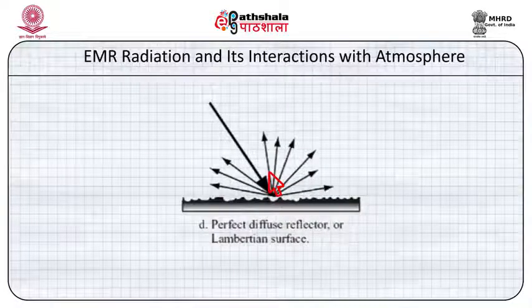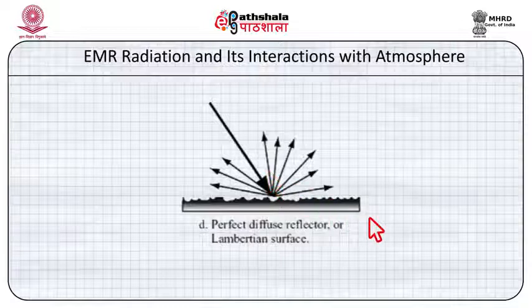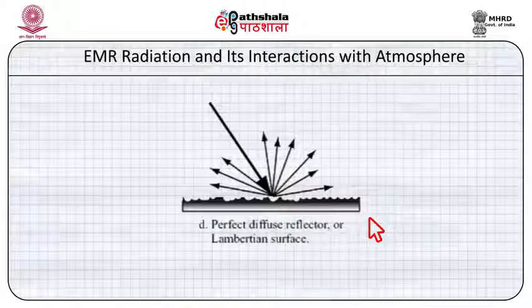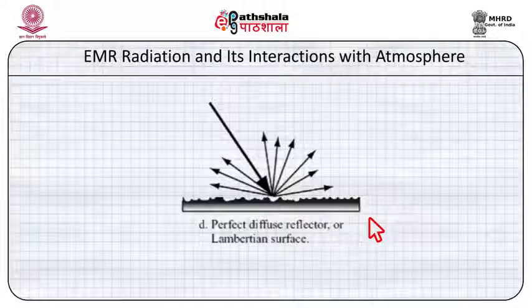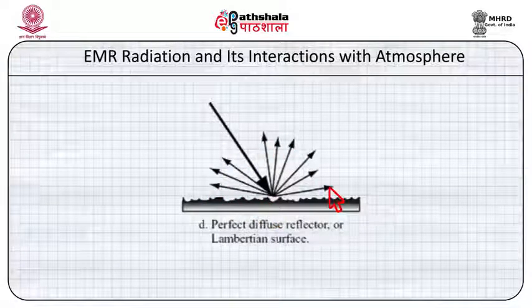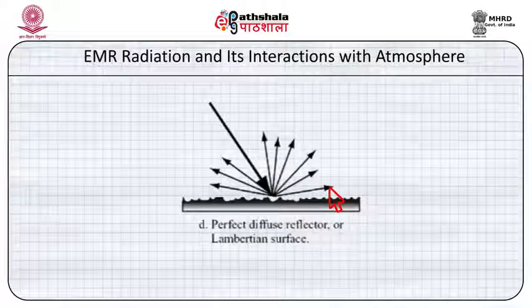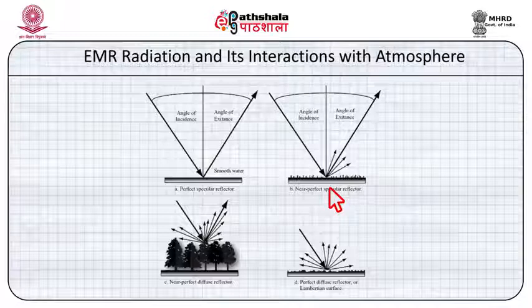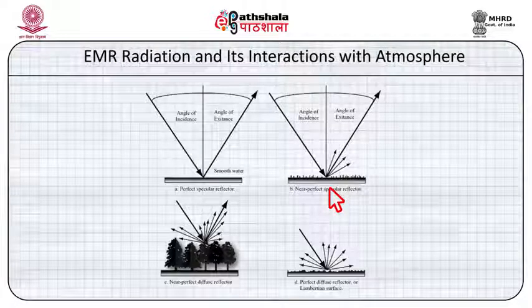And the fourth and last is called the perfect diffuse reflector or Lambert surface. This is known as a Lambert surface or perfectly diffuse surface because the radiant flux leaving the surface is constant for all angles of reflectance relative to the surface normal. So there are 4 types of reflectance that we commonly observe on natural surfaces on any part of the earth.